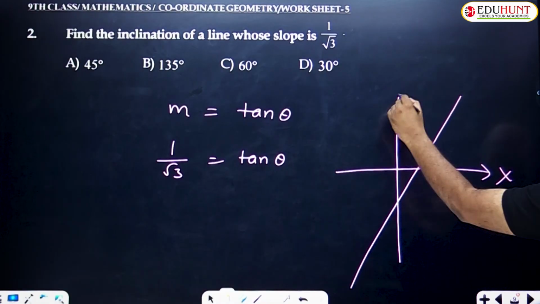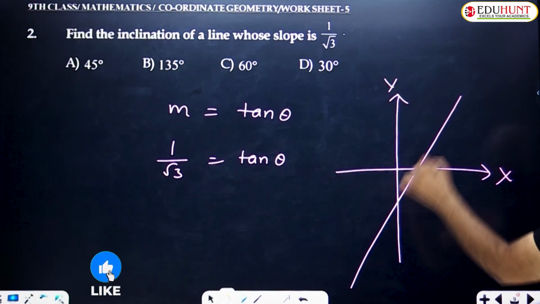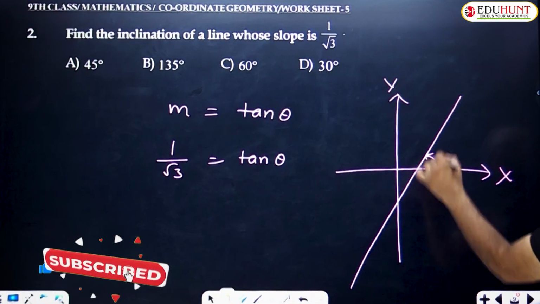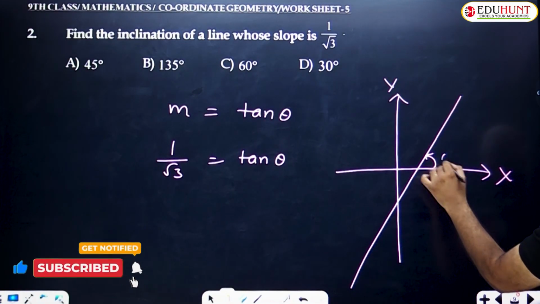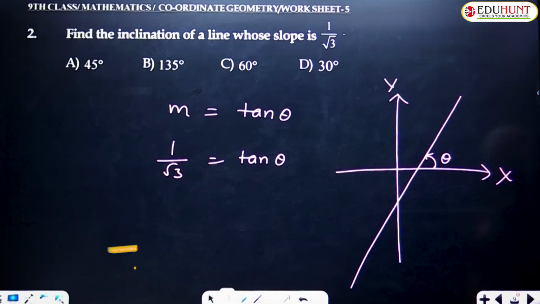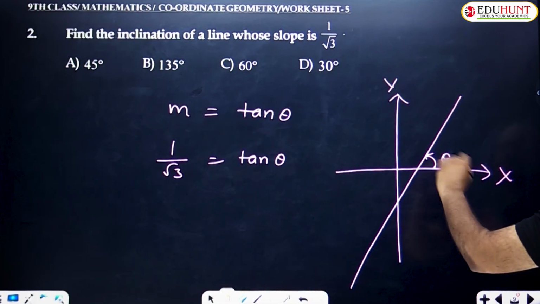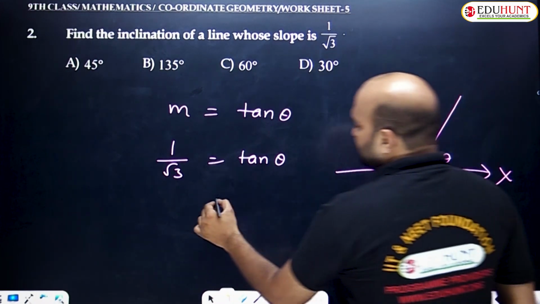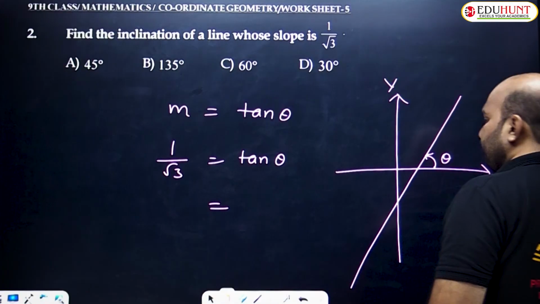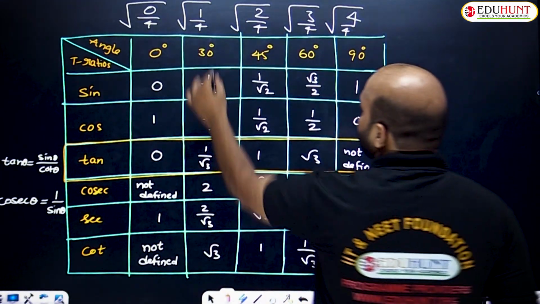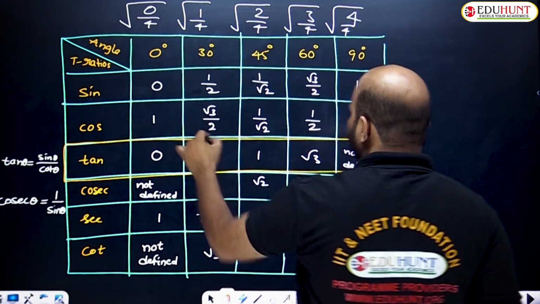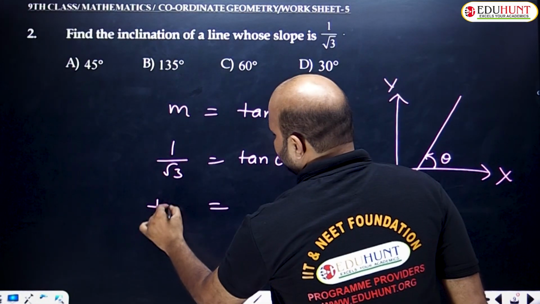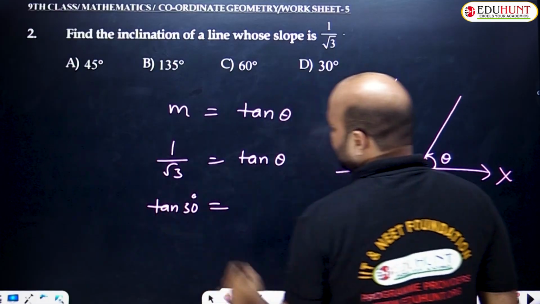So it is the x-axis, it is the y-axis. This is a line. The angle between the line and the positive x-axis is called inclination, measured in the counterclockwise direction, nothing but anticlockwise direction. So here theta stands for inclination. Am I clear? So 1 by root 3 is the tan 30 degree value. So it can be written as tan 30 degree.